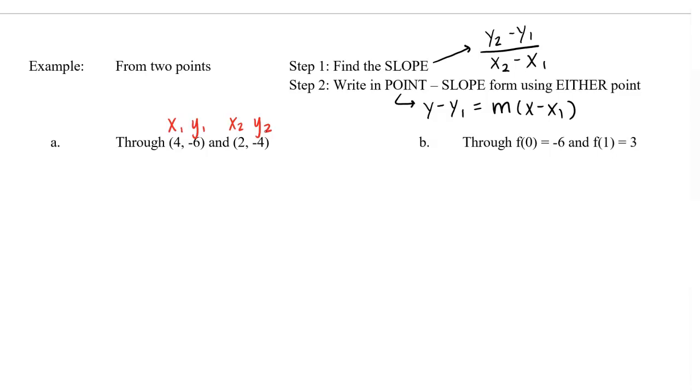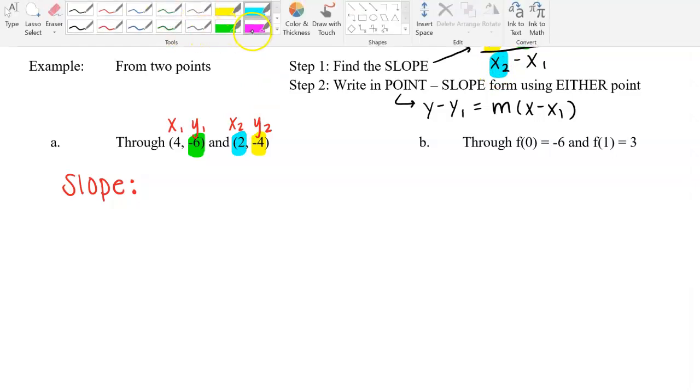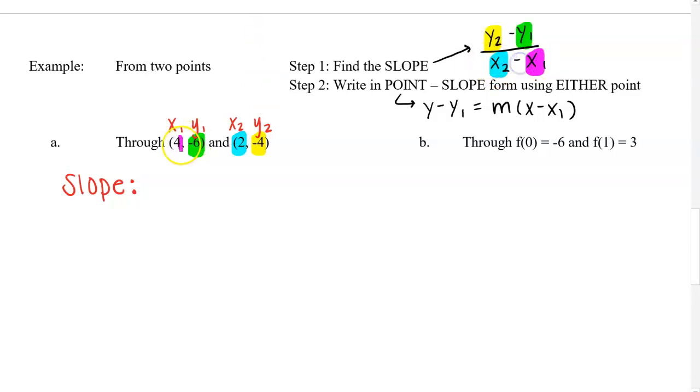From here, we are going to find the slope. So to find the slope, the formula tells us that we want to use y sub 2 first. Then we're going to use y sub 1 and put that over x sub 2 and x sub 1. So my formula will be -4 minus -6 over 2 minus 4.